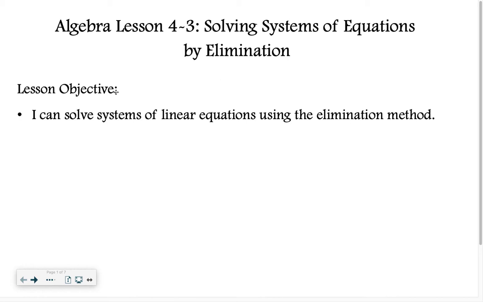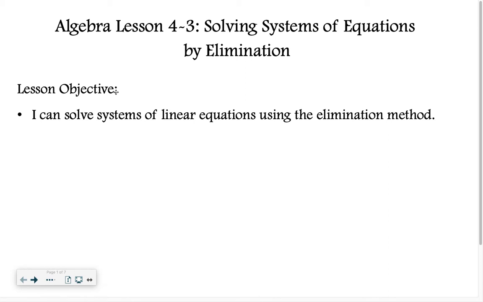Hello class, welcome to Algebra Lesson 4.3, which is all about solving systems of equations by elimination. By the end of this lesson, you should be able to solve systems of linear equations using the elimination method. So this is part 2 of our lesson 4.3.